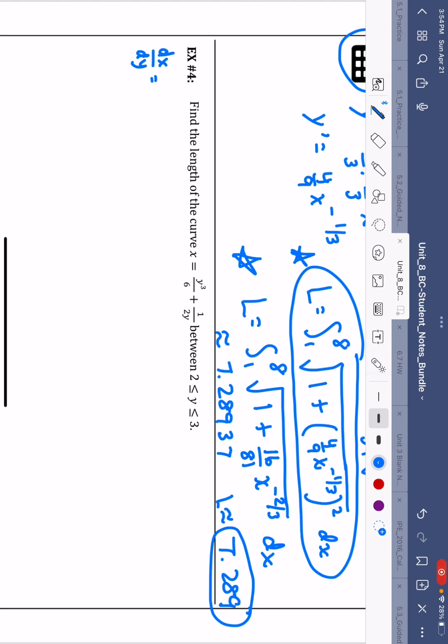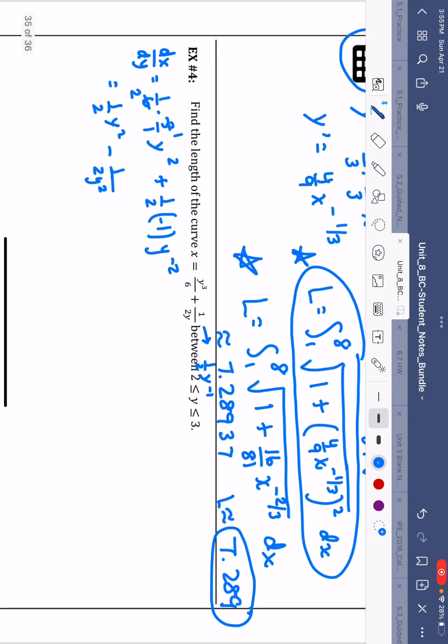So think of this as 1/6, and then you're bringing the 3 down times y to the 2. And then I'm going to think of this other one, the second term, as 1/2 y to the negative 1. So I would be bringing the negative 1 down, y to the negative 2. So now divide by 3, divide by 3. This gives us 1/2 y squared, and then minus 1 over 2 y squared, right? Because negative 1/2, but then I brought that y to the negative 2 down, and it became y to the positive 2.